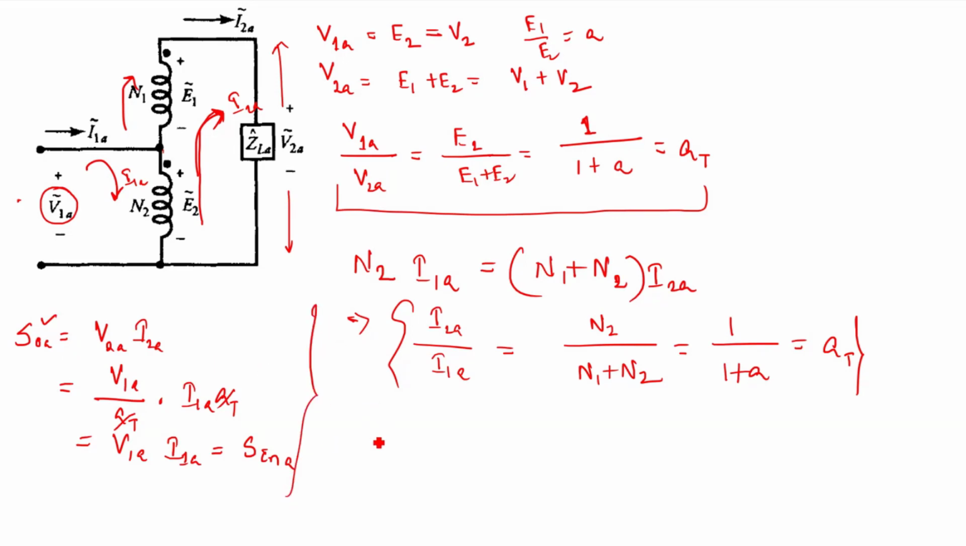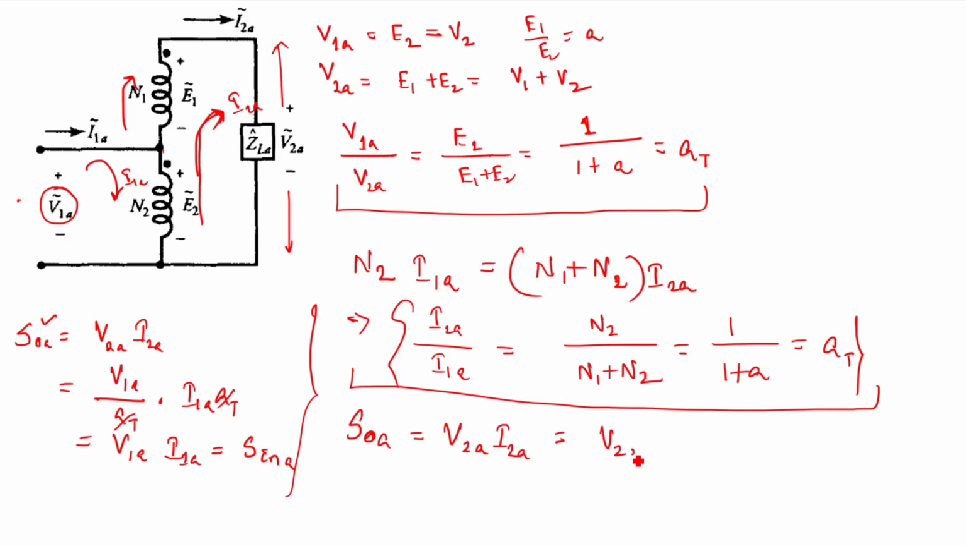Now if we find the relationship between the apparent power of the autotransformer and the two winding transformer, how will it look? So SOA is equal to V2A into I2A. Here you can see I2A is equal to I1, right? I1 is the rated current that will flow in this circuit as I2A. So that is equal to I1, which is flowing in the case of the two winding transformer, right? So V2A into I1 I can write.